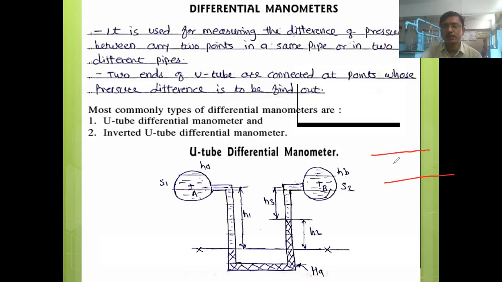Those 2 points may be on the same pipe. Let us say this is one point on the same pipe, and this is another point on the same pipe. So these 2 points may be on the same pipe, or there may be two different pipes. Okay, the difference between 2 points. To measure this difference, P1 minus P2, we take the help of differential manometers.